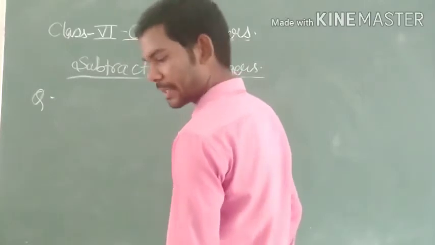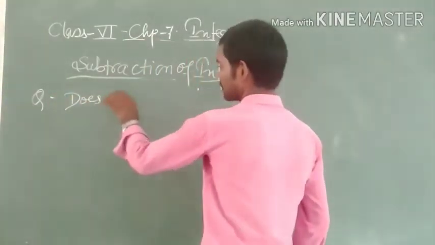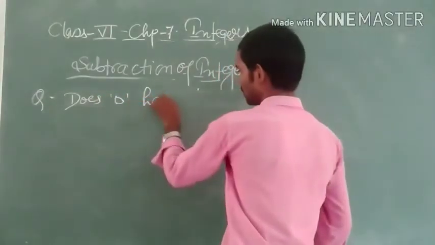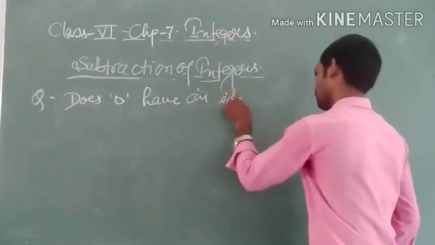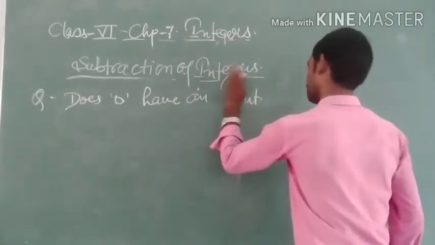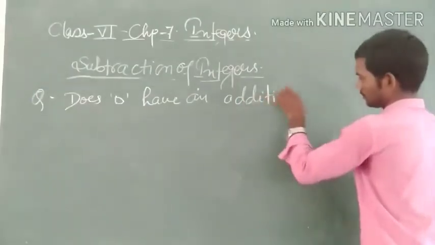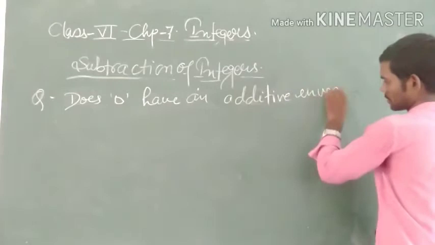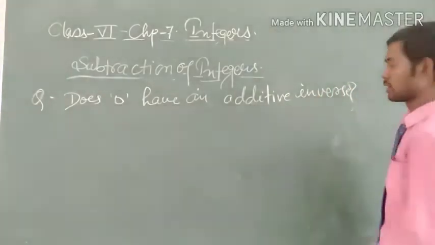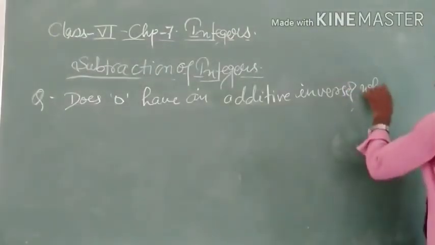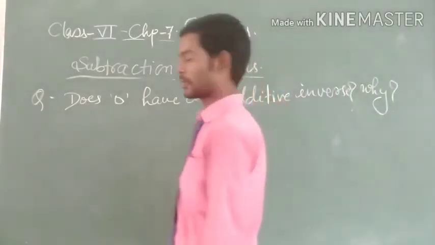Does 0 have an additive inverse? If yes, then why? If no, then also why?